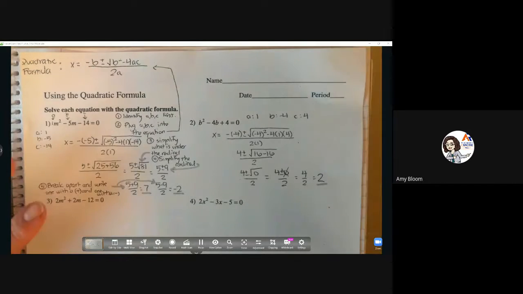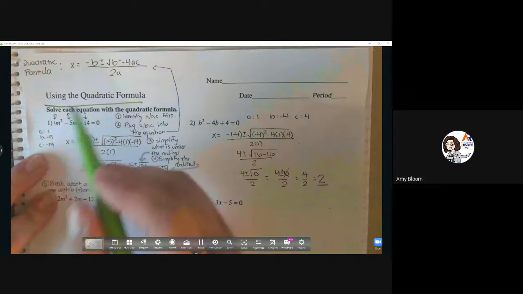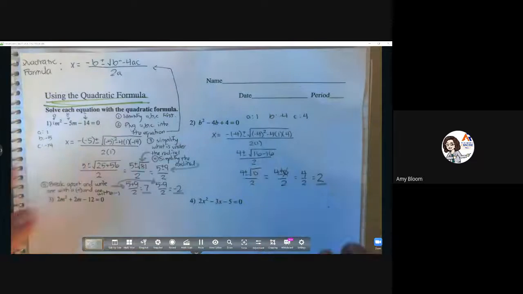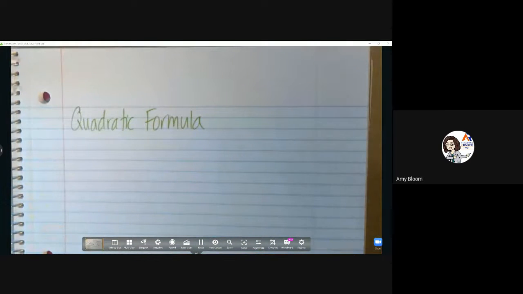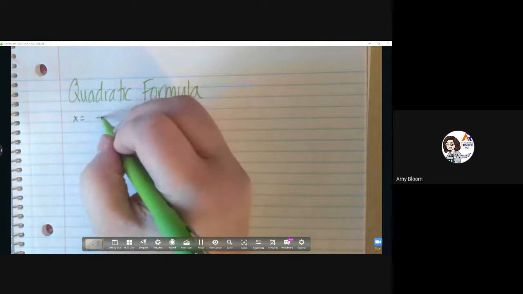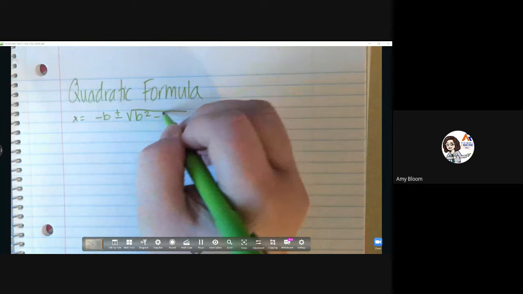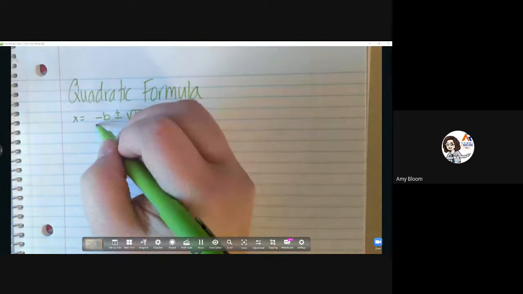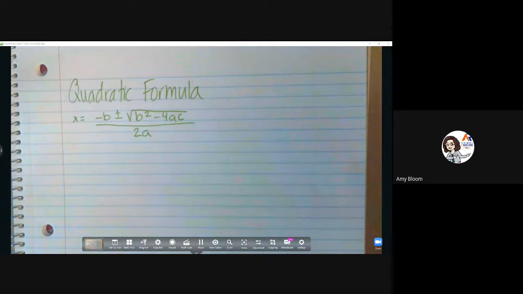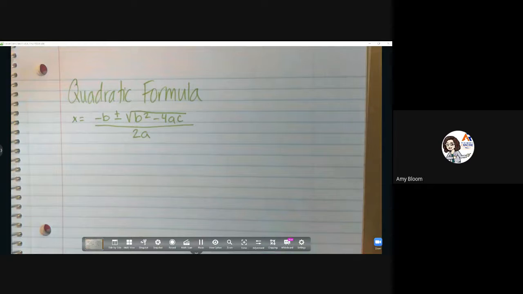Okay, so for today, we're going to be using the quadratic formula to solve quadratic functions or equations. The quadratic formula is up here on your paper. So the first thing we need to know is, what is the quadratic formula? The quadratic formula is x equals negative b plus or minus the square root of b squared minus 4ac, all over 2a. It's kind of a crazy formula, but we're going to let the calculator do some of the work for us. What we need to know is how to find your a, your b, and your c.